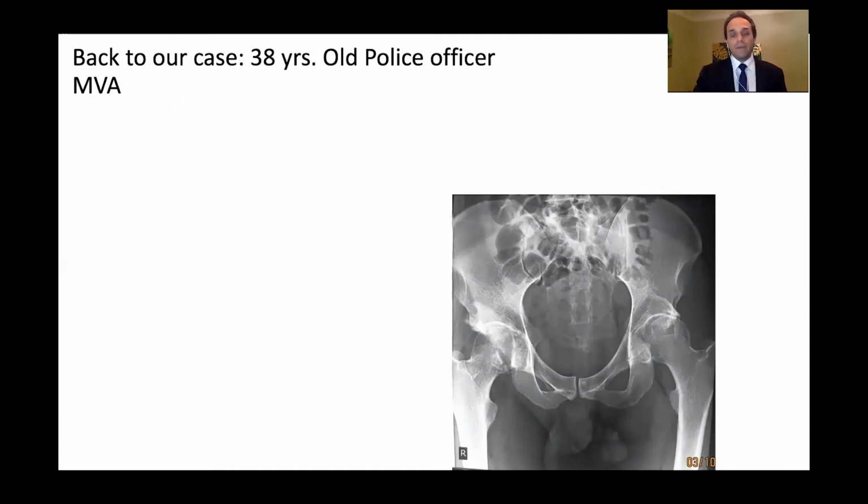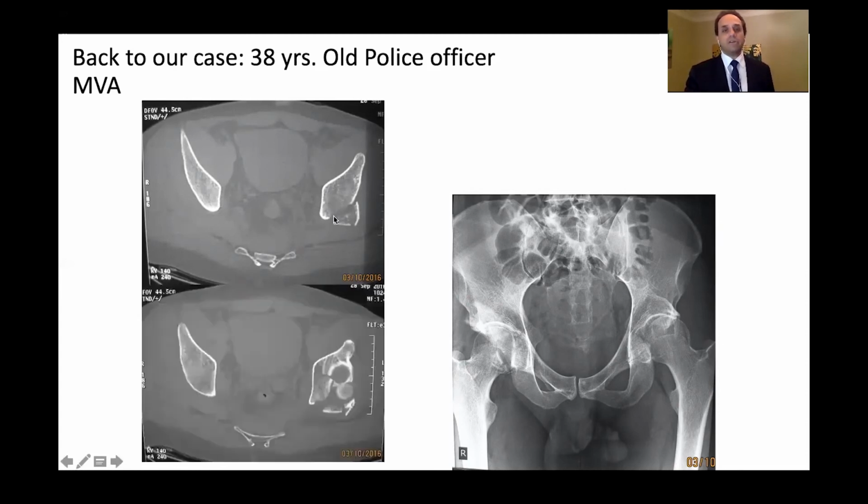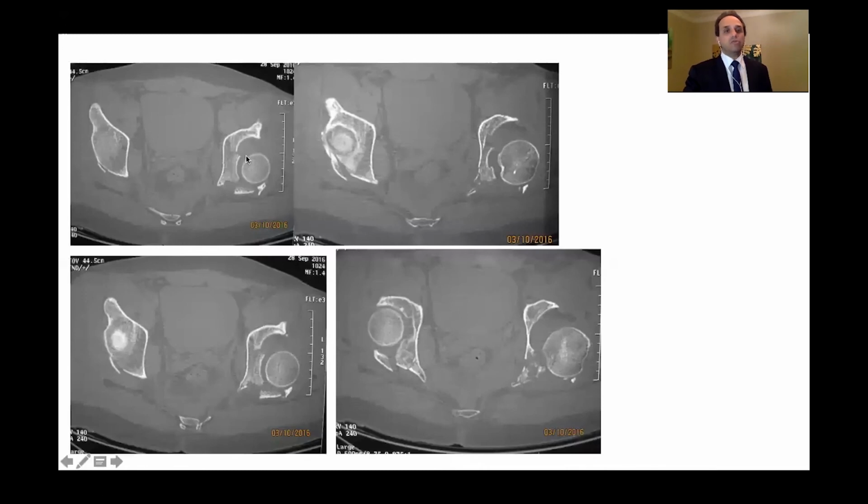Let's go back to our case example, a 38-year-old police officer involved in a motor vehicle accident. I hope by now you can tell me what there is on the X-ray. When we look, this is an example of the axial CT scan. You can see on the left-hand side, there is a posterior column fracture, a posterior wall fracture, which is comminuted, and a femoral head dislocation. You can see also a marginal impaction, and you can see the comminution of the posterior column inferiorly.